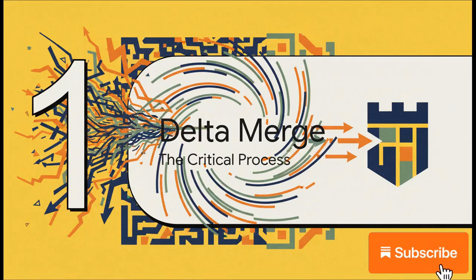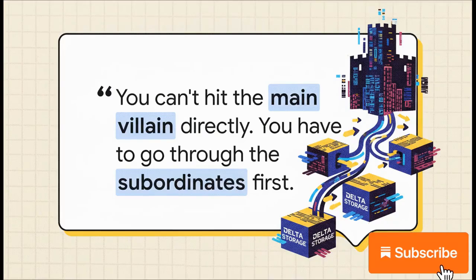Okay, so how does data get from that chaotic front line into the secure fortress? That is where our first key process comes into play, the delta merge. The source material actually uses a perfect analogy for this. It says you can't just attack the main villain, in this case, that big compressed main data store. It's just too costly to change because it's already so perfectly organized. So just like in a good movie, you've got to go through the subordinates first. And that subordinate, that's the delta storage.